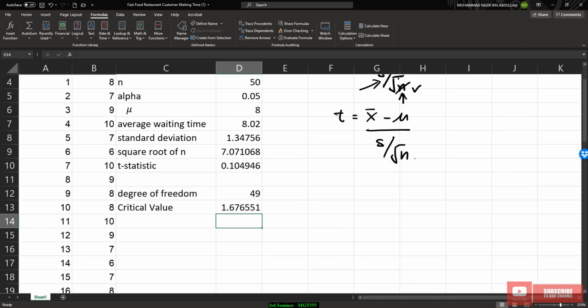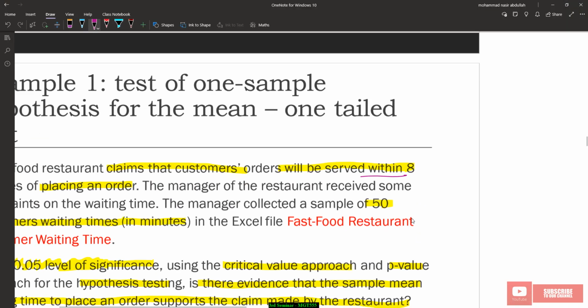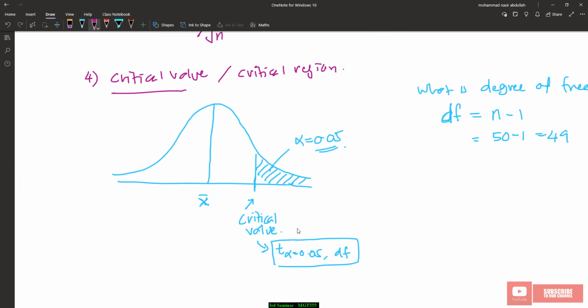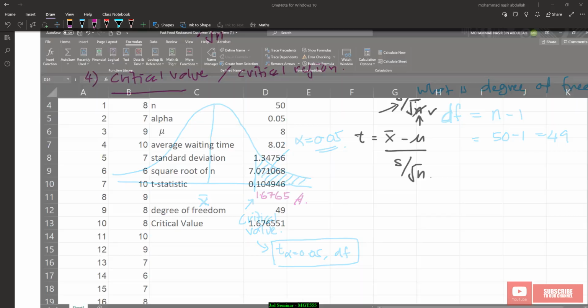So 1.676 is dekat mana? It's supposed to be here. This is the value of 1.676. Ataupun 1.677 lah, kita letak 4 decimal places, 1.6766. Right. Okay. This is the critical value. Boleh faham?